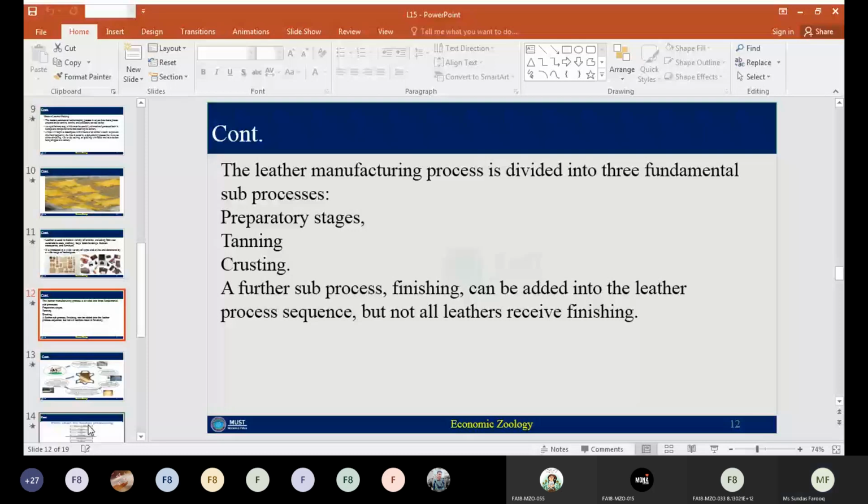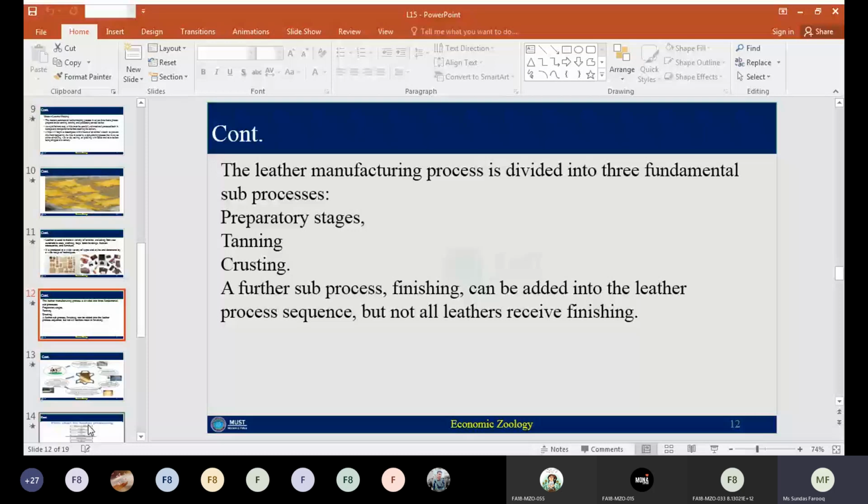It means the process of leather formation can be divided into three fundamental or basic steps: preparation, then tanning and crusting. And some leather products are utilized before finishing, but some leather products receive finishing.